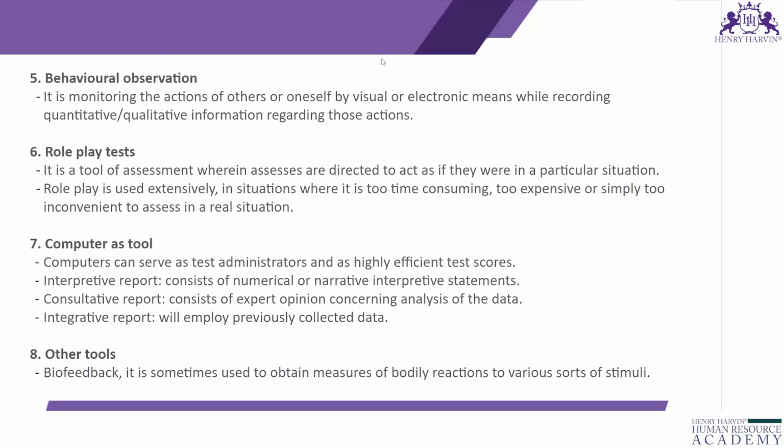Then behavioral observation. It is the monitoring of the actions of others or oneself by visual or electronic means while recording quantitative and qualitative information regarding those actions. So behavior can be observed. Someone is there for the interview and is sitting, waiting in the waiting area. You can just observe the behavior of those candidates. You will get to know whether they are nervous from their body language. All those will show you whether the candidate is nervous or not. So that is also one thing through behavioral observation. It can be done by electronic means, or you can get it recorded, and then you can see those videos and observe the behavior.